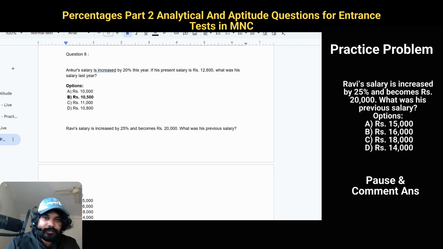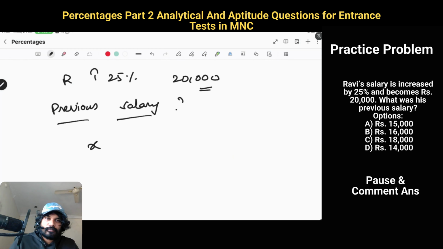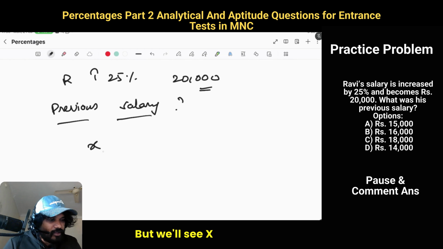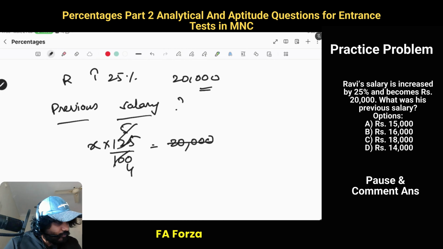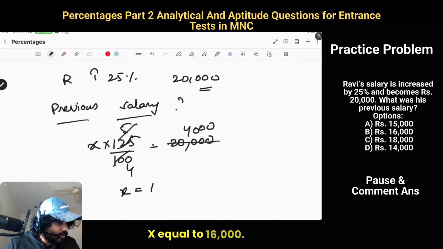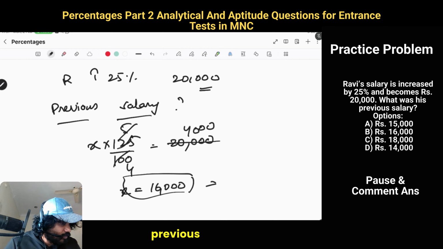Previous salary is X. It's 9,600. Mm, don't think so, but we'll see. X into 125 by 100 equal to 20,000. 5 fours are 20, 4,000. X equal to 16,000. This would be your previous salary.